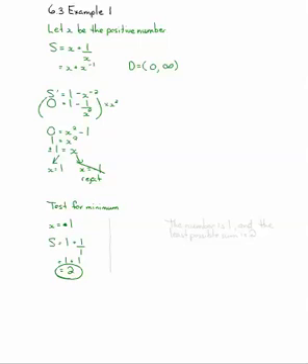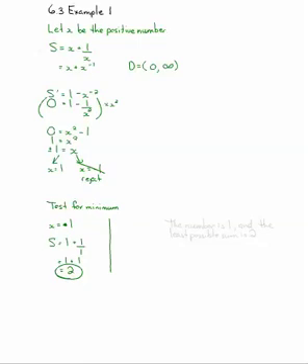The other numbers that I would test for the minimum would be the endpoints of the domain, so 0 and infinity. However, because these are open intervals, 0 has a rounded bracket, so does infinity, we don't actually have anything else to test. So this critical number is the only place where we could have a minimum.